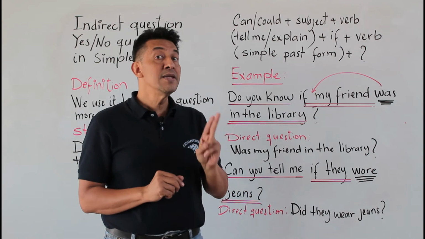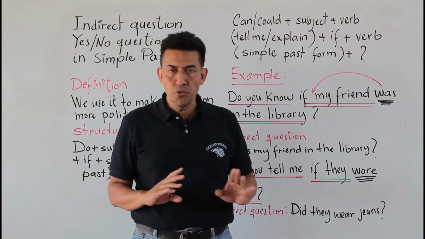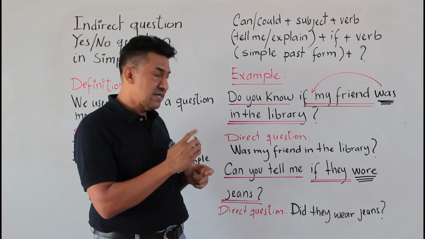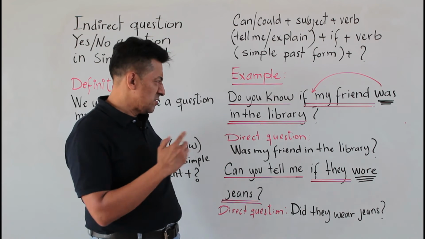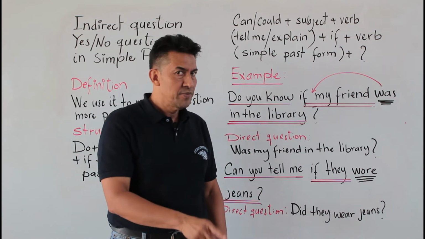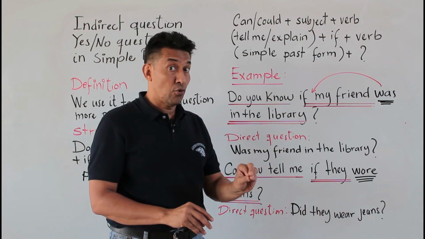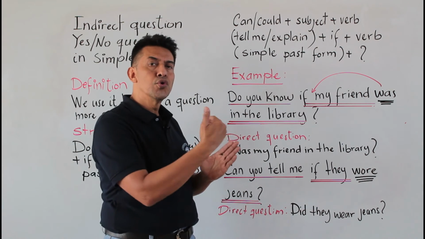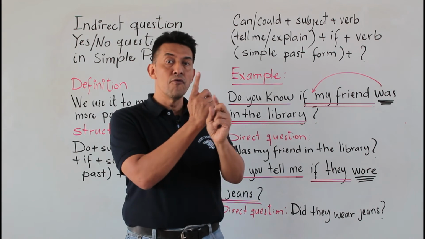That is the indirect question if you want to be polite. But if you don't want to be polite, you can use it like this as a direct question. Let's read it. Hey, was my friend in the library? That's the normal, like I said, direct question. But in the indirect question, yes, do you know if, and you switch the subject and the verb.